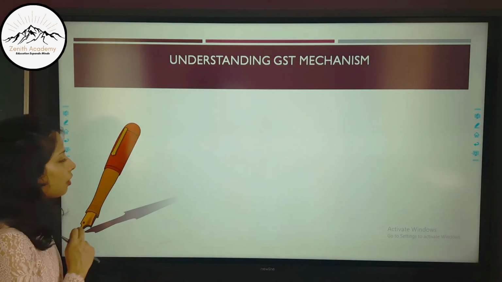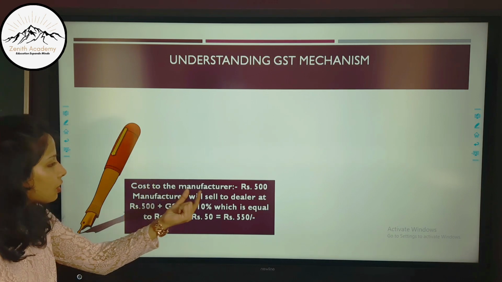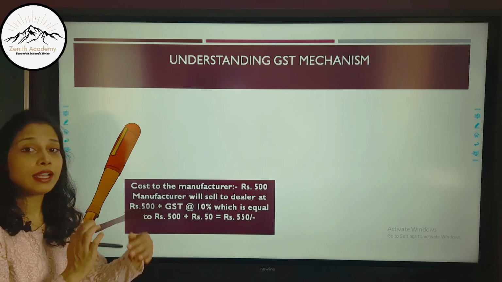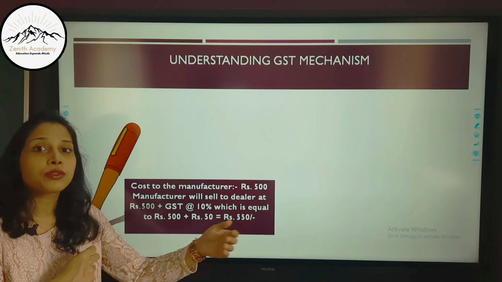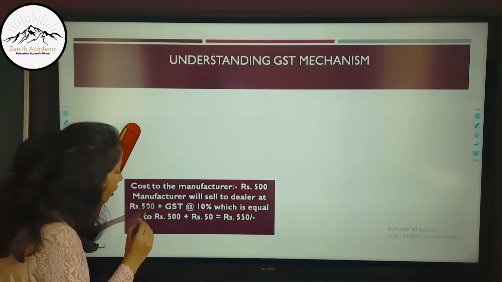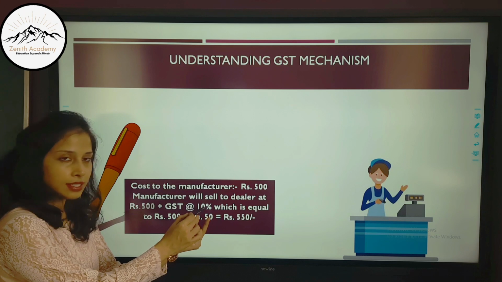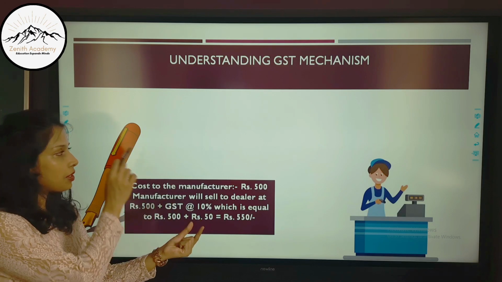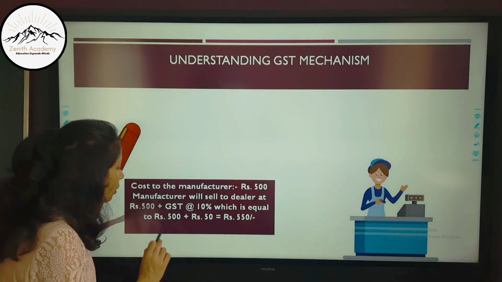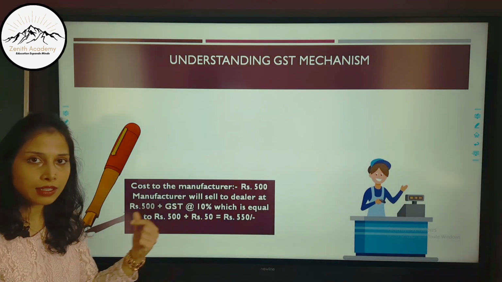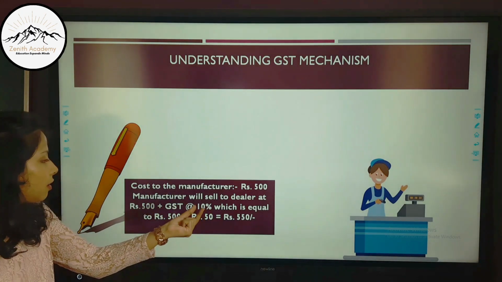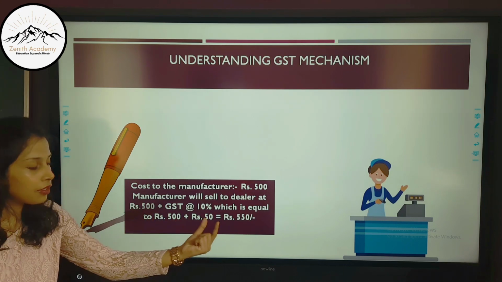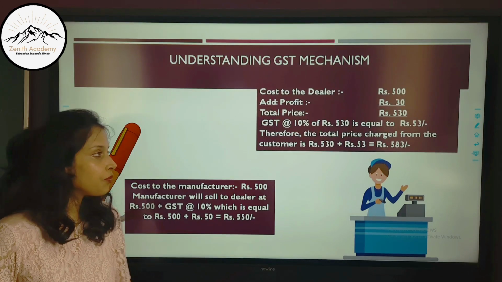When the manufacturer manufactures this pen, its cost comes out to rupees 500, let's suppose. While selling it to the dealer, what will it charge? It will charge this price plus GST at the rate of 10%. We are supposing in this example that GST is 10% on this pen. So what will the total price be? 500 plus GST at the rate of 10%. What is 10% on 500? 50 rupees. So our total price will come out to be 500 plus 50, which is equal to 550.